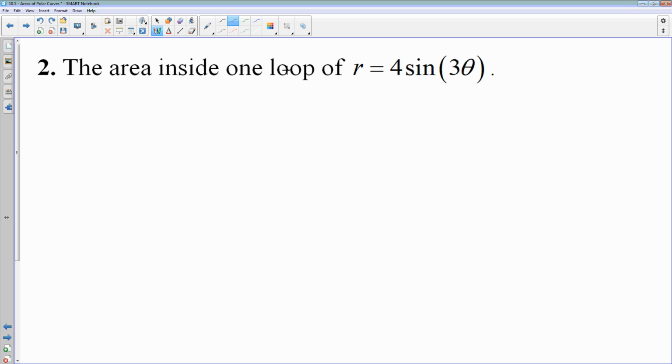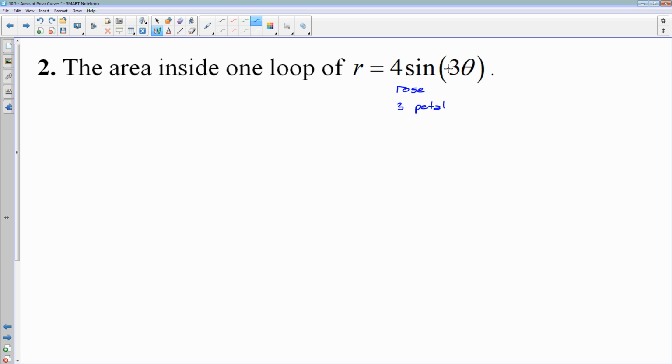The area inside one loop of this graph, and again, this is where our polar graphing skills are kind of rusty, but this is a rose graph. The number in front tells you how many petals there are. Okay, first, that was wrong. The number in front is not how many petals there are. The number in front is how long the petals are. This number, the coefficient of theta, if it's odd, tells you how many petals there are.